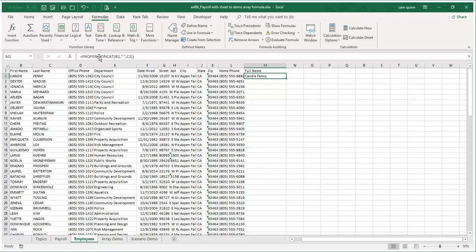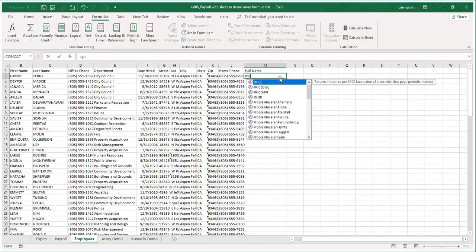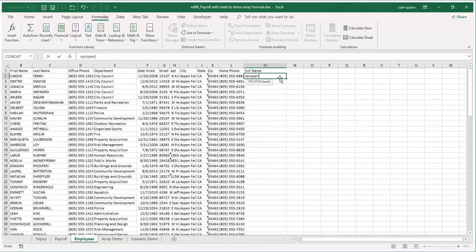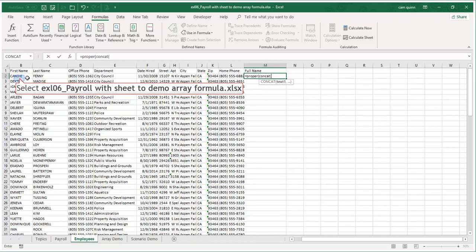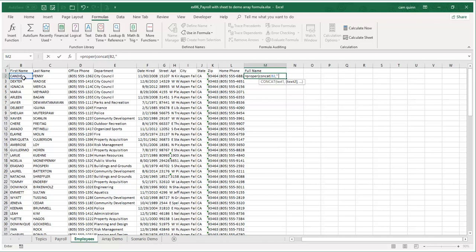I am going to show you a shortcut. I could have done it all by typing instead of using the insert function. I could say equals PROPER bracket CONCAT bracket first name comma the space comma the last name, and then I need two end brackets. The first end bracket closes off the concat function, and the second one closes off the proper function.